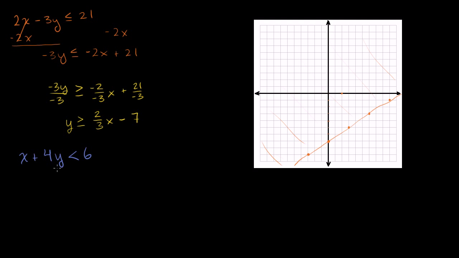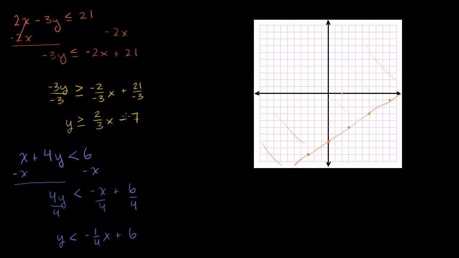And so let's put this again into slope-intercept form. We can subtract x from both sides. Then the left-hand side just becomes 4y. The right-hand side becomes negative x plus 6. And then we can divide both sides by 4. And we get y is less than negative 1/4 x plus 6.